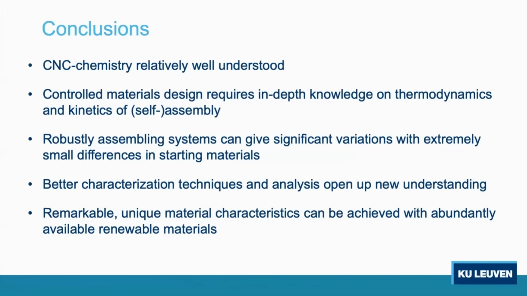So finally, the CNC chemistry is relatively well understood. We know what these surfaces look like, what we can do with them. We need some serious in-depth knowledge on thermodynamics and the kinetics of cell assembly, and we're sorting through a lot of these things. The assembling systems can give significant variations with very small differences in the starting material, so initial characterization of material is critical. We're getting some better characterization techniques that allow us to see things that before we couldn't, and sometimes we have to completely rethink how we looked at these materials, but that's good.